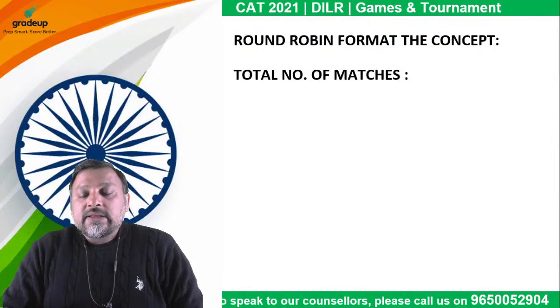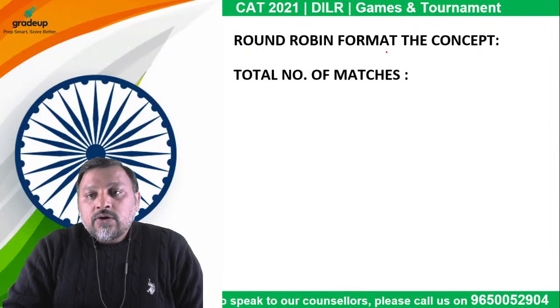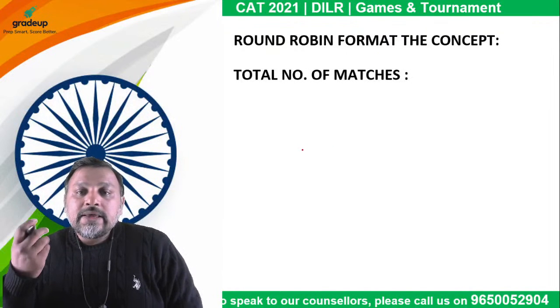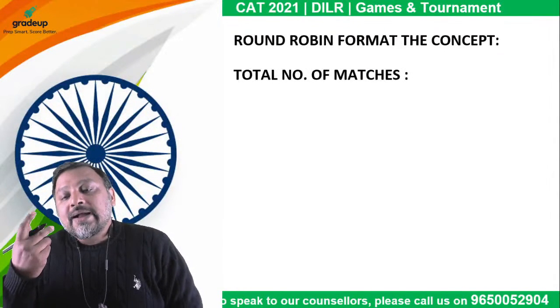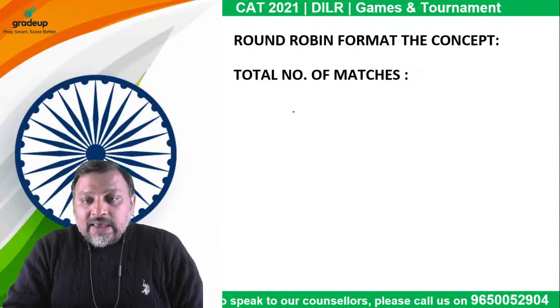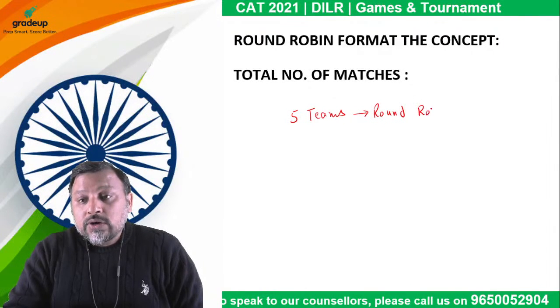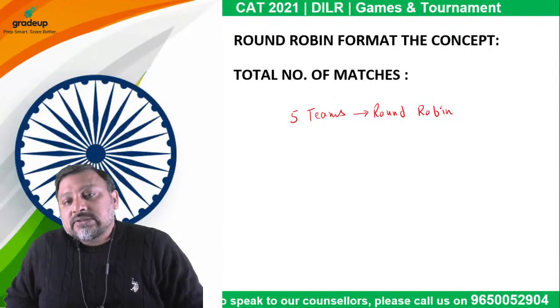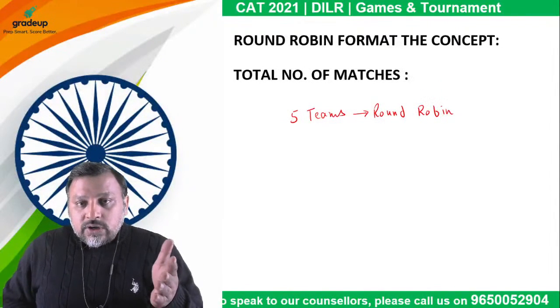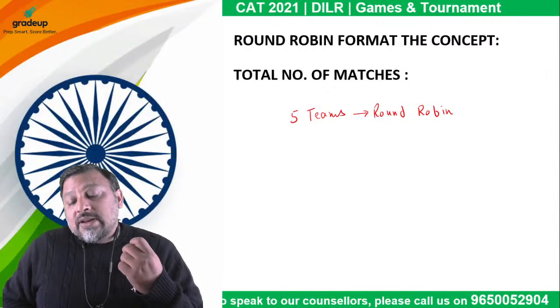Okay, so let's begin this session. Round robin format. We know that in this round robin format, each team will play against all the other teams once. So if there are 5 teams involved in a round robin format, how many matches would there be? The total number of matches. Please type in your answers. If there are 5 teams involved in a round robin tournament, how many matches would there be?